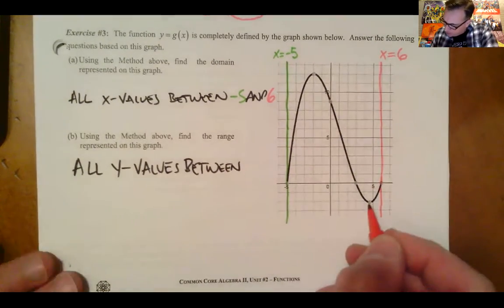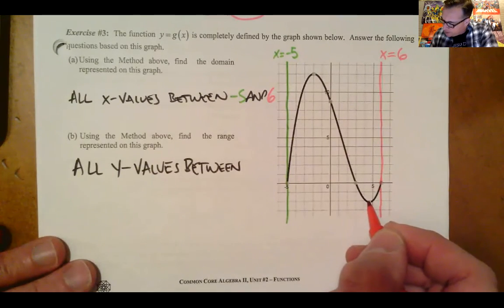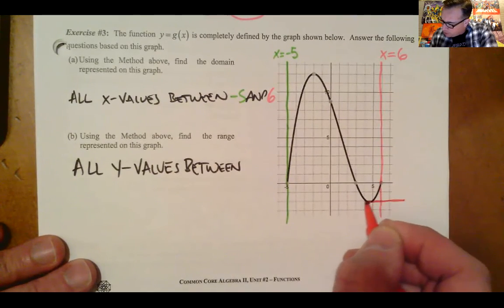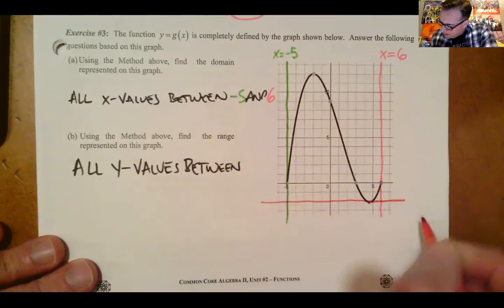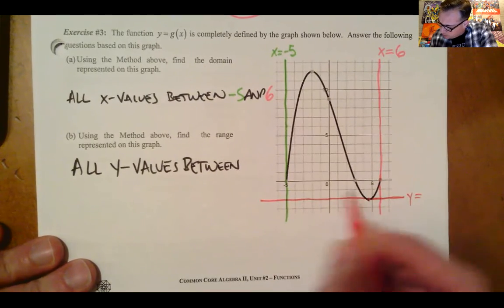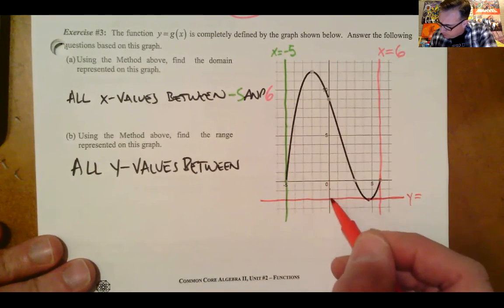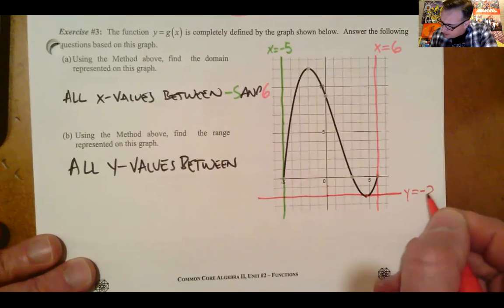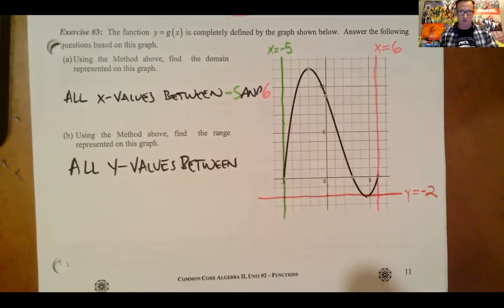So if I'm coming up here, that point is the lowest point. So I'm going to draw lines all the way across to the left and to the right. So right here, this is y is equal to, now let's look. That's 0, -1, -2. So y equals -2, that is my floor.